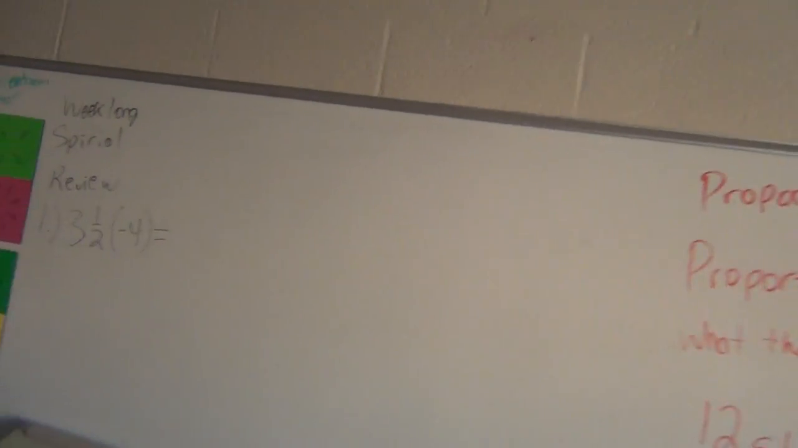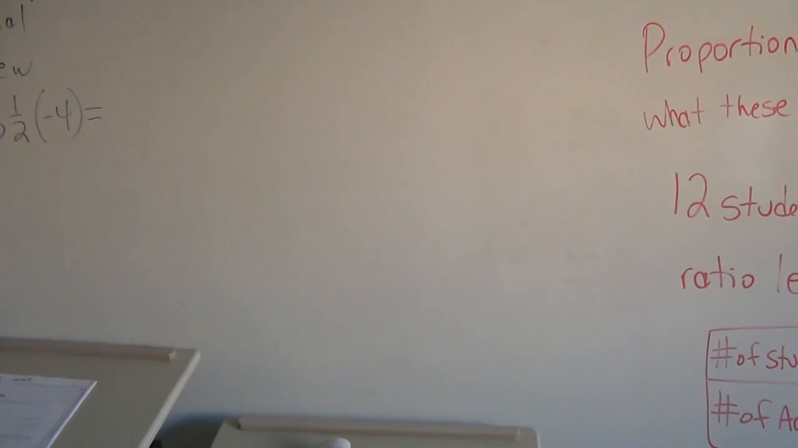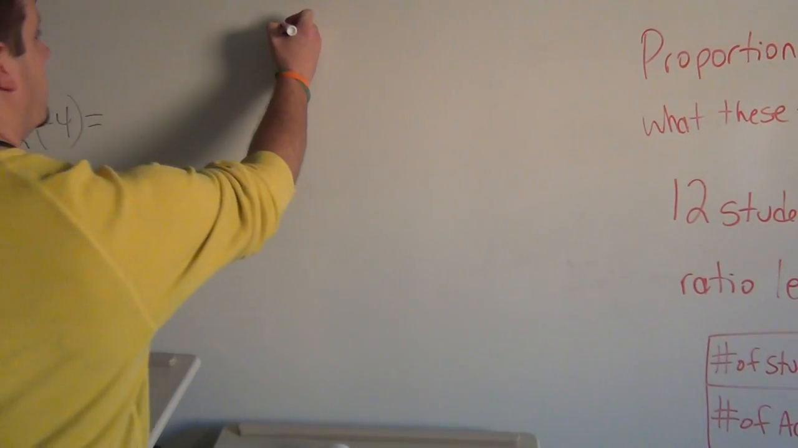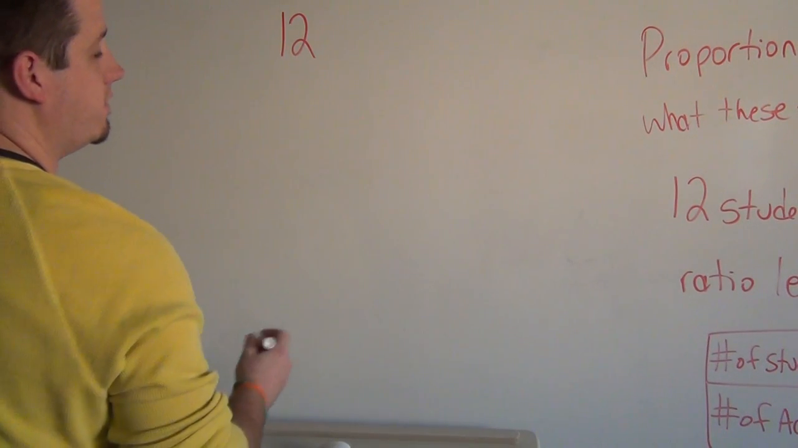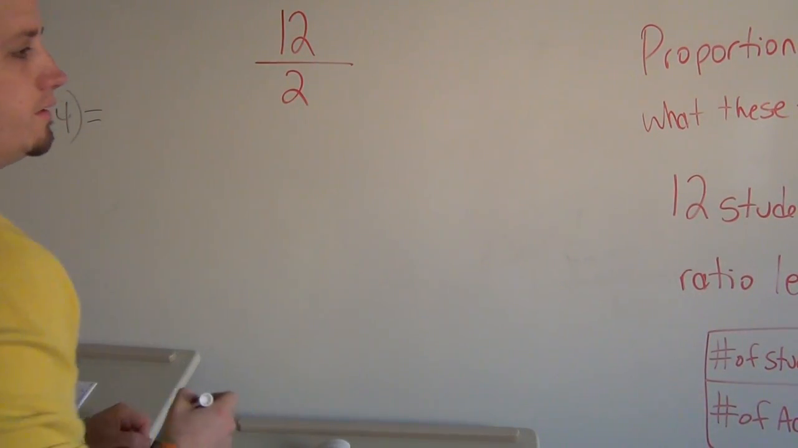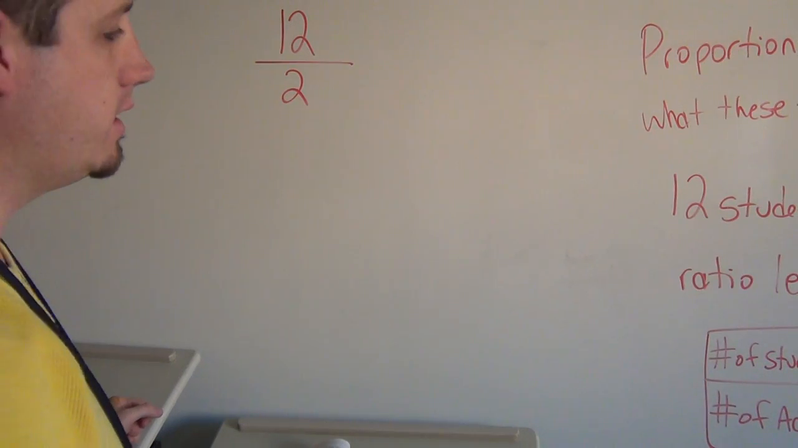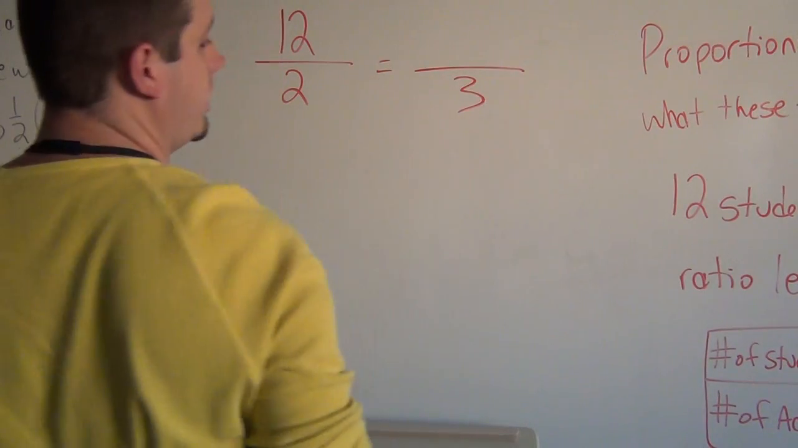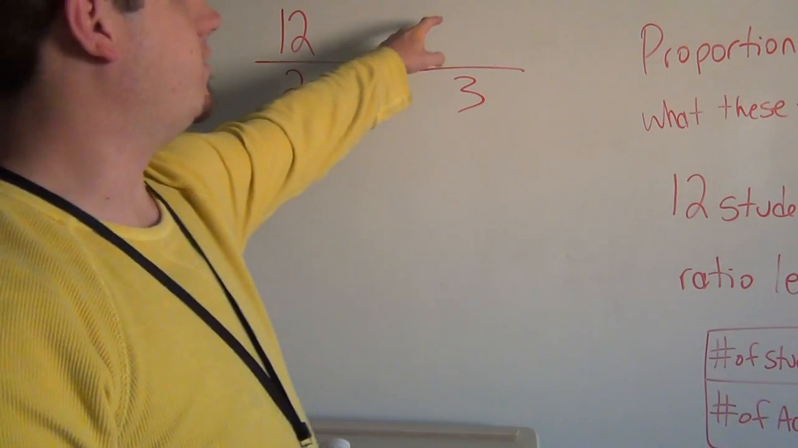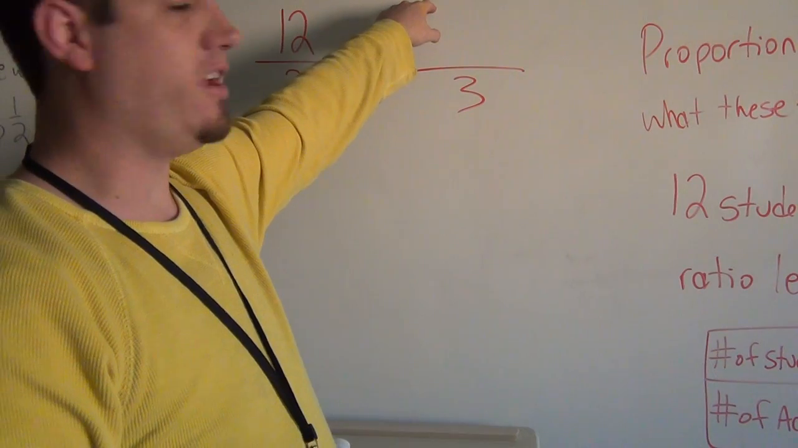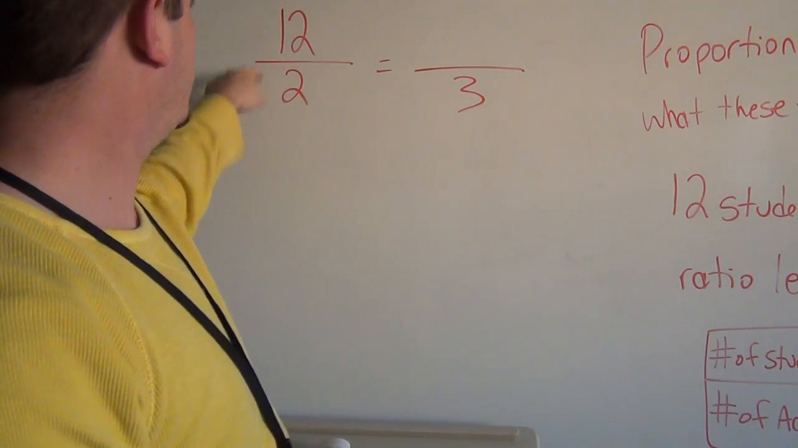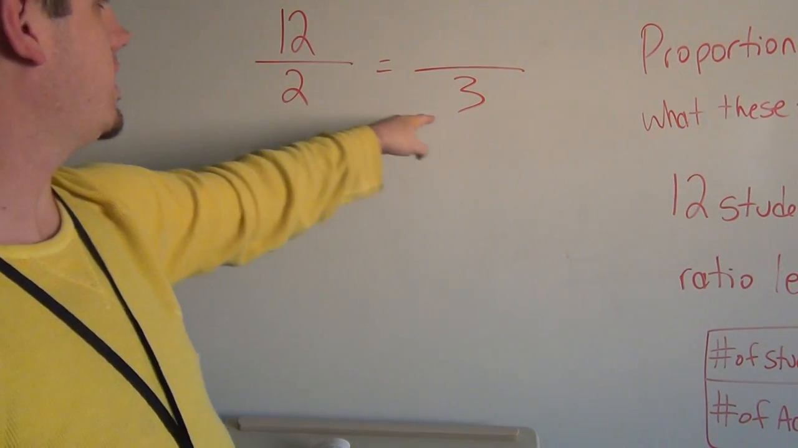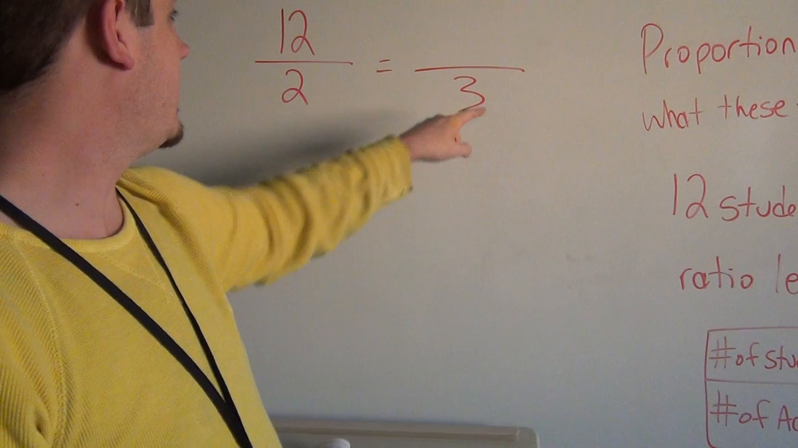So over here to the side, I'll show you what that looks like. If I know that I'm going to bring 12 kids, then I've got to have 2 adults, which is what we described in that situation over there. But what happens if I know I need 3 adults to go? How many students is that going to be? How am I going to figure out how to make this turn into this? Well, when you look at this 2, there's nothing that you can multiply or divide it by to get it to turn into a 3.